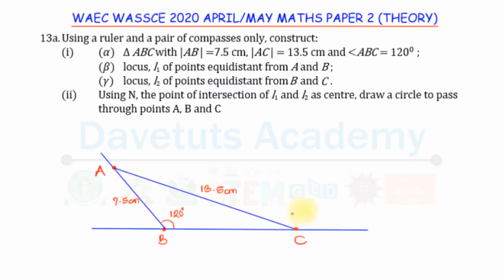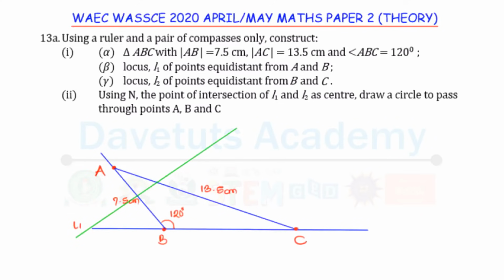It's going to look something like this, and then we have to find the locus L1 of point equidistant from A and B. The locus of point equidistant from A and B is going to be the perpendicular bisector of this line AB. So we are going to have something like this. This is just a rough, okay? So no problem. We are just trying to look at that rough. Okay? We are going to get that. So this will be the line L1.